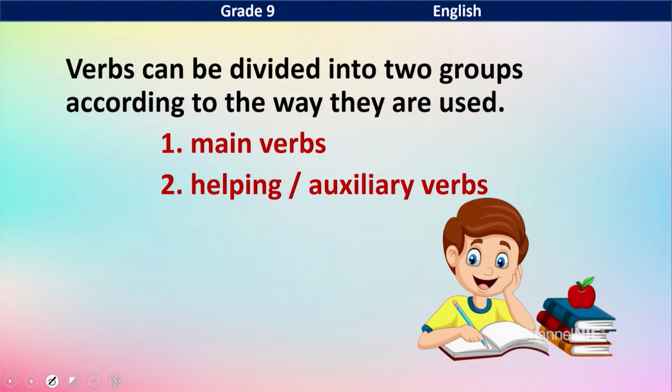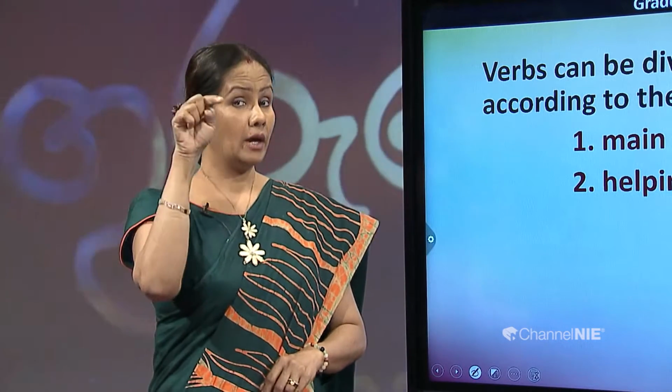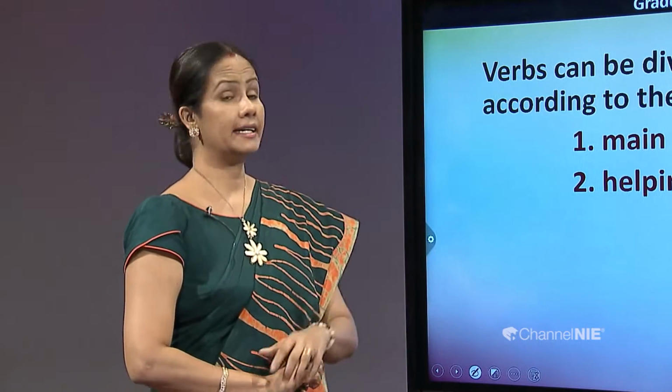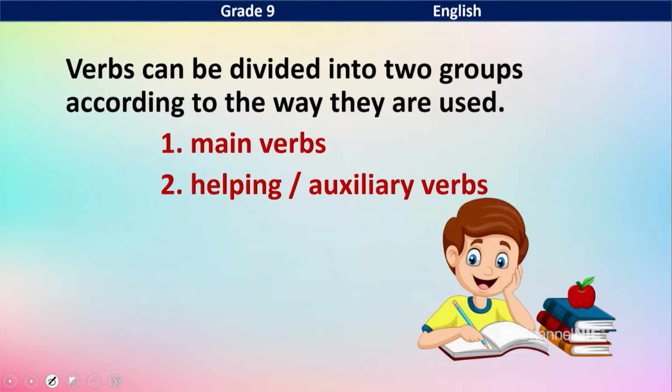Remember, as with nouns in our previous lesson, verbs are also divided into two groups according to the way they are used in a sentence. It can be either a main verb or a helping verb, or an auxiliary verb. So, Miss, shall we see what is a main verb and what is an auxiliary verb? Yes, we are waiting.